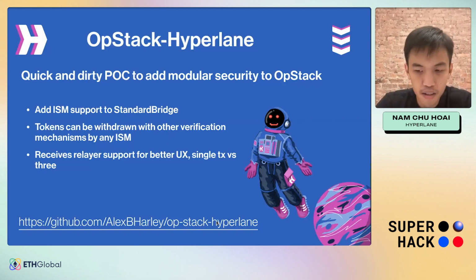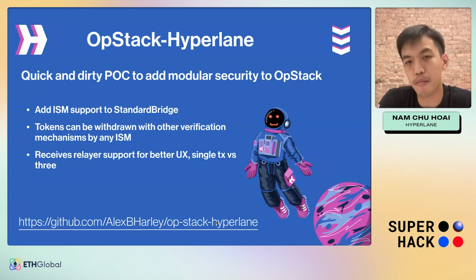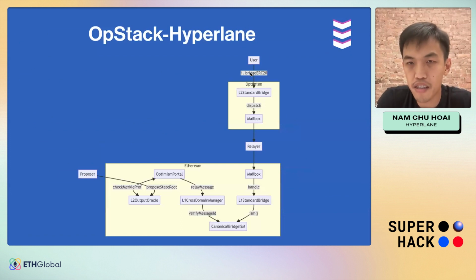Because it uses the Hyperlane mailbox system, it also benefits from the relayer system, where a user can just pay a relayer on the origin chain for the processing on the destination chain. Ultimately, the user experience is that you only have to sign a single transaction on Optimism for withdrawals, for example, and pay an extra amount of ETH so that you no longer have to submit transactions on Ethereum.